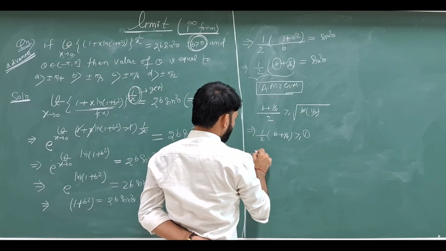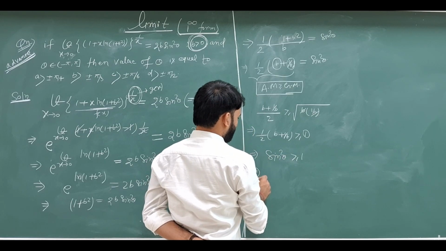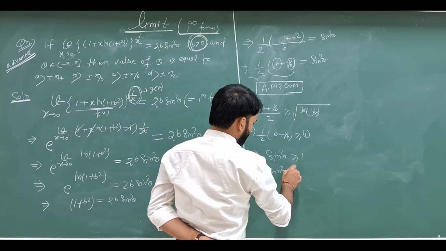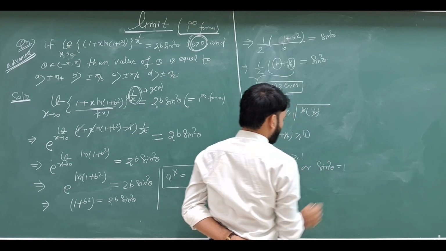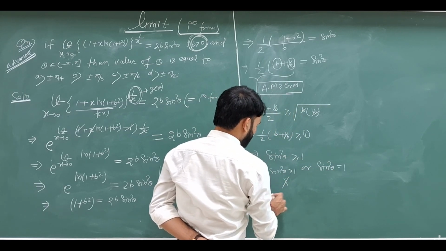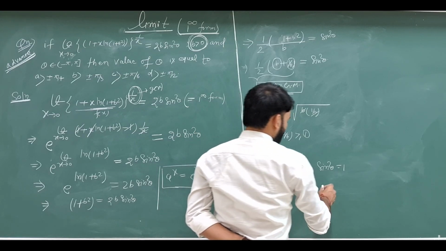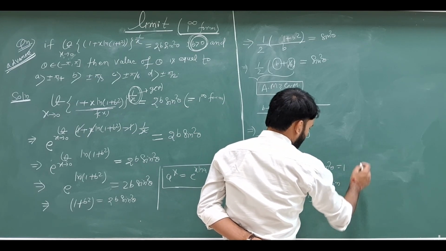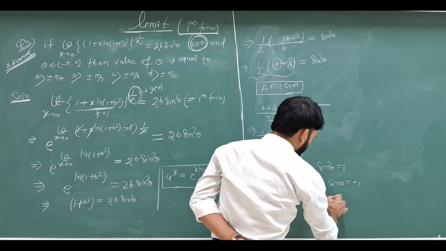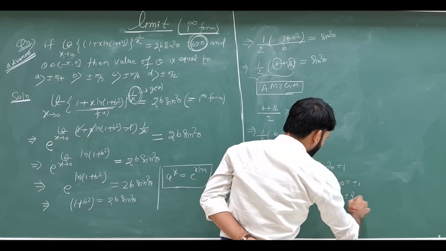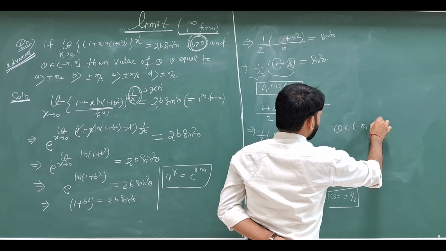It implies sin square theta is always greater than or equal to 1. It implies either sin square theta is greater than 1 or sin square theta is equal to 1. But greater than 1 is not possible because sin theta belongs to the closed interval minus 1 to 1. So the rest is sin square theta is equal to 1. It implies sin theta is equal to plus minus 1 and theta is equal to plus minus pi by 2, because theta belongs to the interval minus pi by 2 to pi by 2.